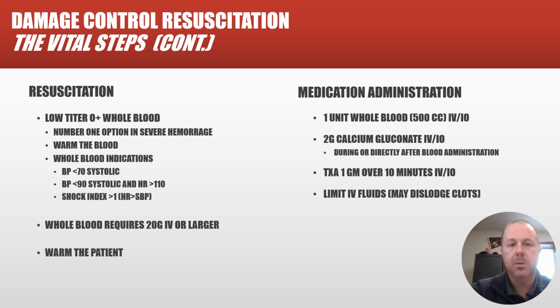If you know that patient has some type of internal injuries, you can go ahead and give the blood and not necessarily have to rely on that shock index. Your whole blood requires at least a 20 gauge or larger. In trauma anyways, it doesn't always happen, but if you can establish that 16 or 18 gauge bilaterally, that's going to be the best option for the patient for quick resuscitation.